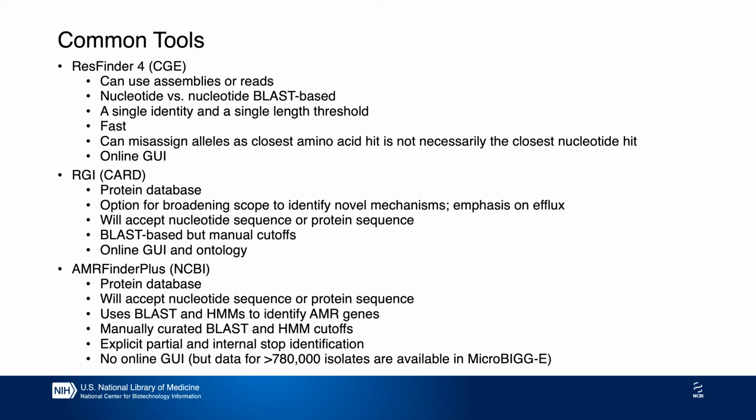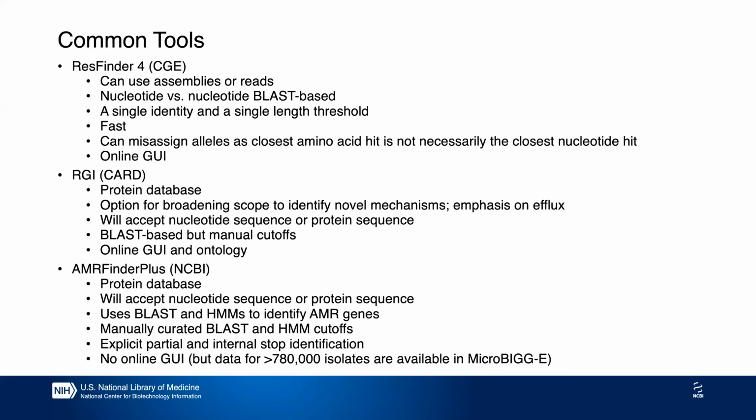I think this was a problem in older versions with older databases, but I think it's pretty much disappeared. But the one thing to keep in mind is when you're using nucleotide databases, the closest amino acid hit is not always the closest nucleotide hit. But given the depth of their database, they've pretty much solved that for a lot of genes. And they also have an online graphical user interface, so you can just upload your data. You don't have to use the command line. RGI, which is by the CARD group, we heard a lot about that, so I'll just be very quick.